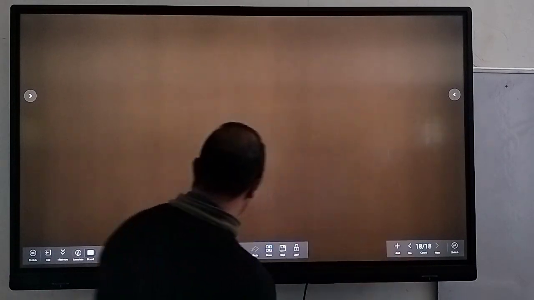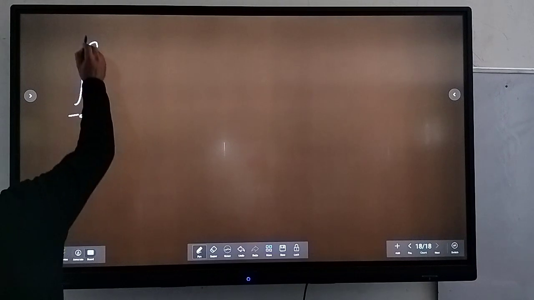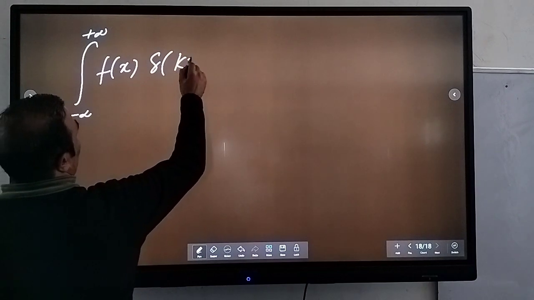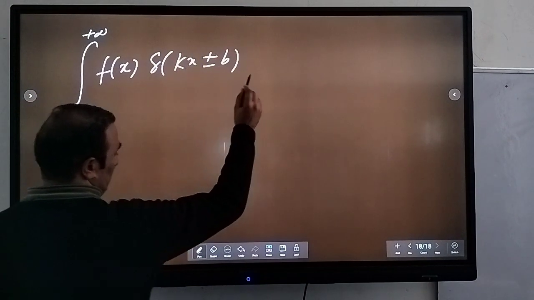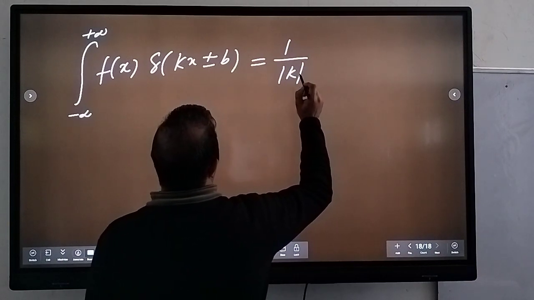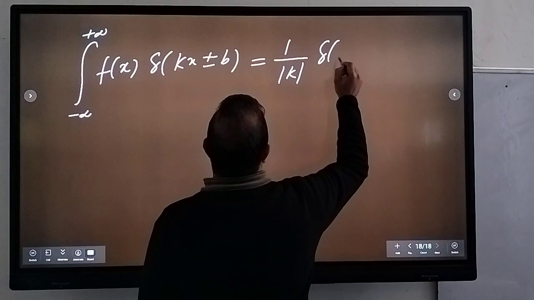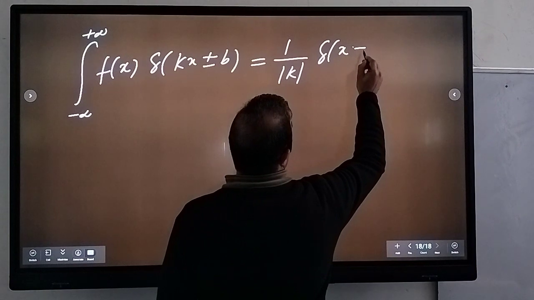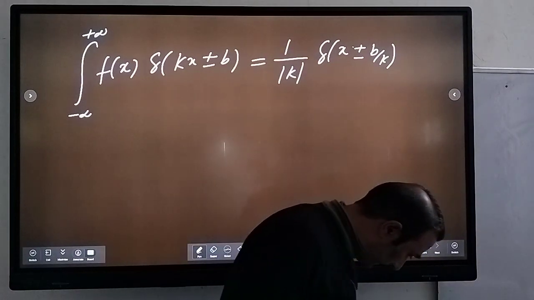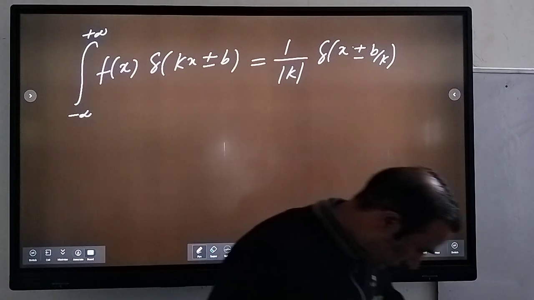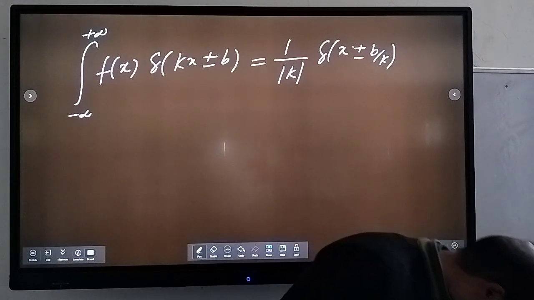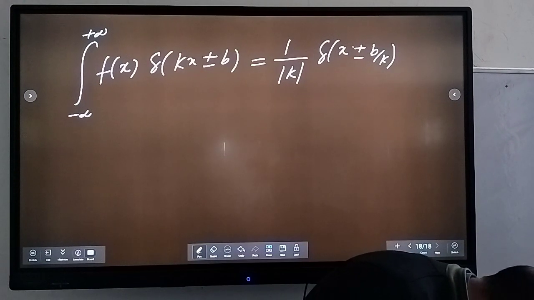So that means I can write this as this integral from that x plus b by k.